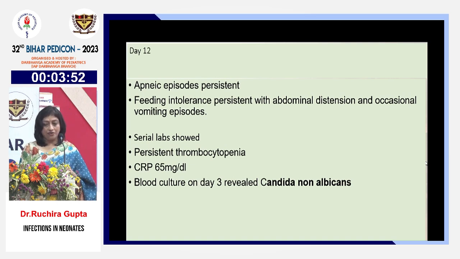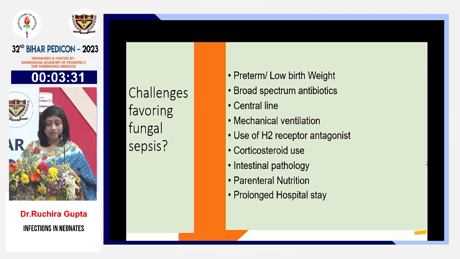Feeding intolerance persisted. Abdominal distension started happening, and there were occasional vomiting episodes. The serial lab parameters showed persistent thrombocytopenia, CRP 65 milligram per deciliter, and blood culture on day 3 revealed Candida non-albicans. So, a fungal infection.